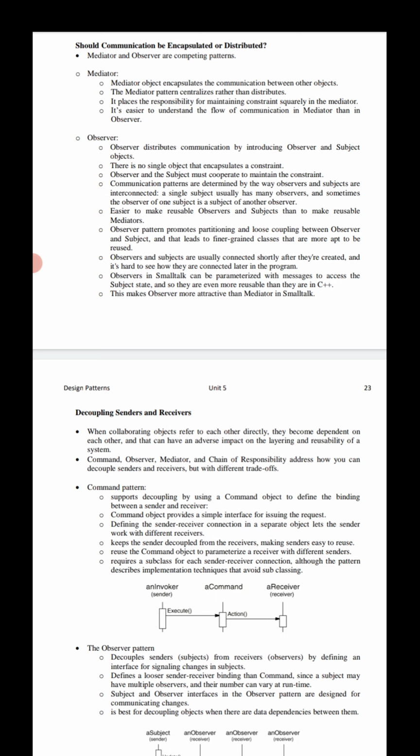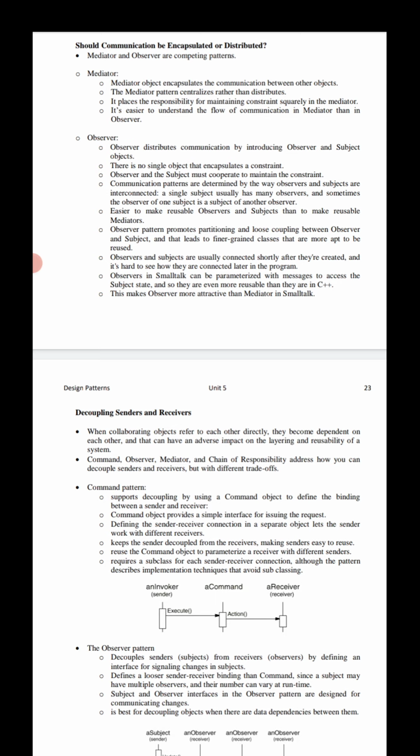Now we see a single subject usually has many observers, and sometimes the observer of one object is the subject of another observer. Now coming to the mediator design pattern, it centralizes rather than distributes.